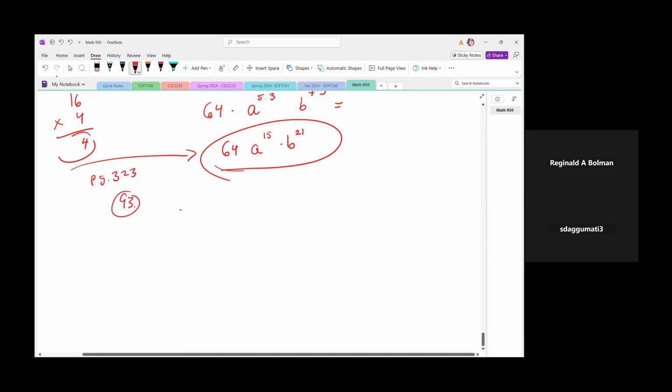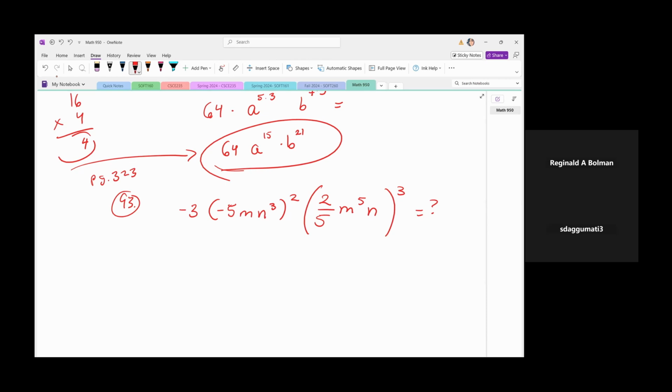So problem 93 says that you've got -3 times (-5 m n cubed) squared, and you've got (2/5 m to the 5th n) all raised to the 3rd power. It asks you, what is this equal to? So first of all, guys, by PEMDAS, we cannot just ignore that you've got these terms that are multiplied by each other raised to some power, raised to some exponent. And then by PEMDAS, if you actually look inside of your parentheses, there's not a whole lot that you can do with 2/5 m to the 5th times n, or -5 m n cubed.